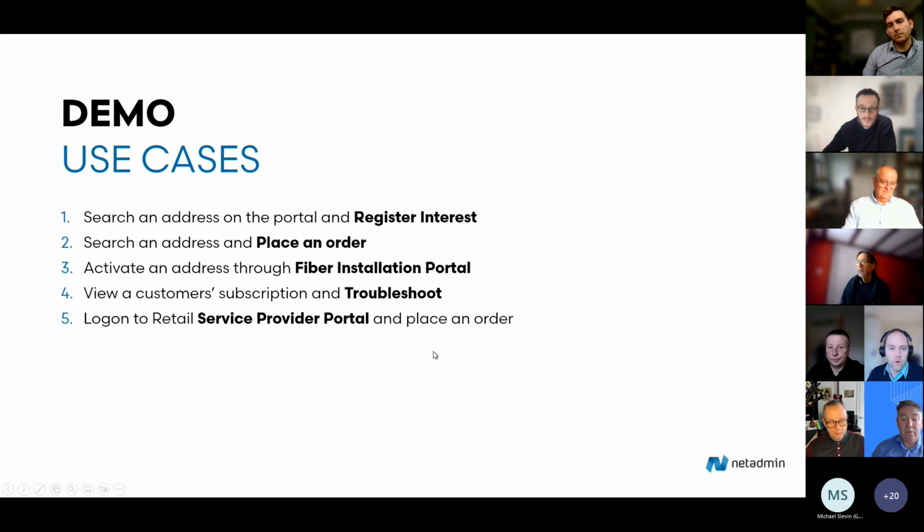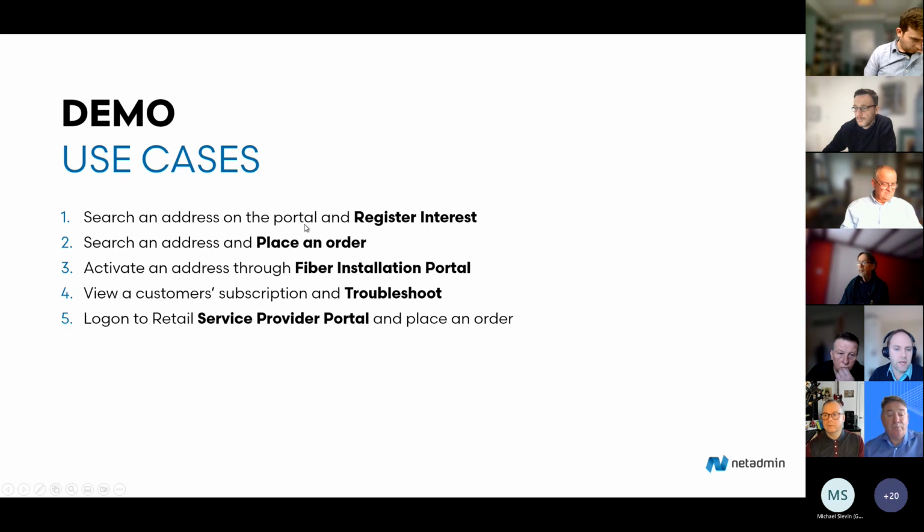Okay, so I'm going to run a short demo. I'm going to run 5 different use cases. I will search for an address in the customer-facing portal, and I will register interest. And I will search for another address and place an order. And I will show you how the fiber installation portal works. And then I will continue with viewing a customer subscription and doing some troubleshooting. And the 5th use case would be for me to log on as a service provider in the service provider portal and place an order. So that's really demonstrating the wholesale scenario as well.